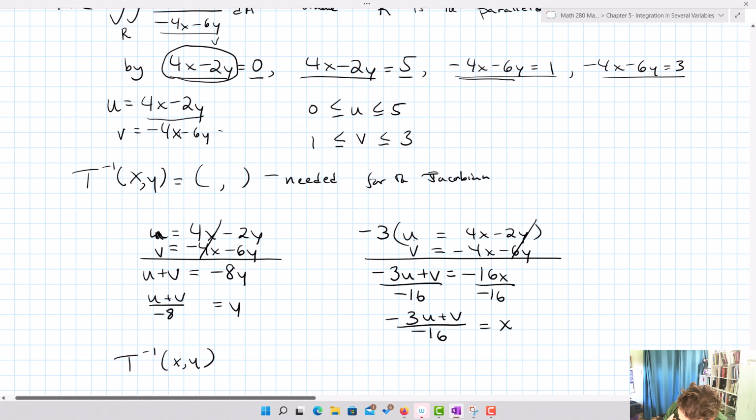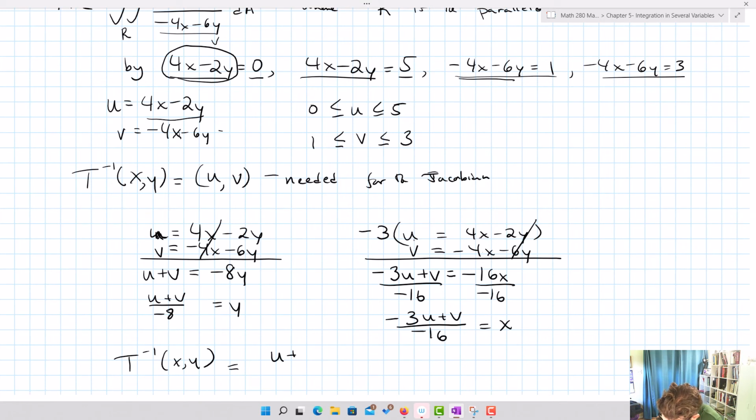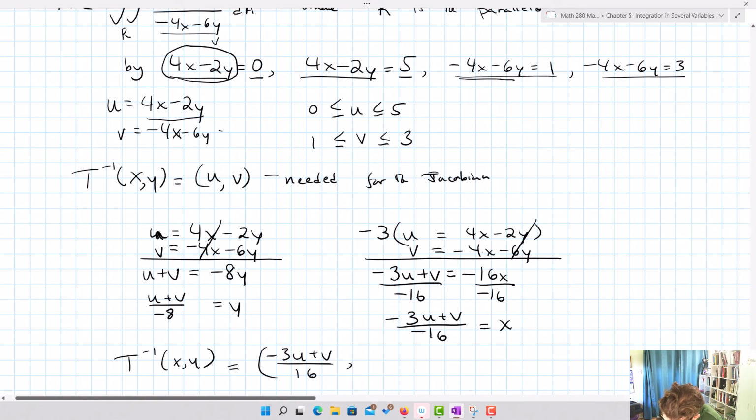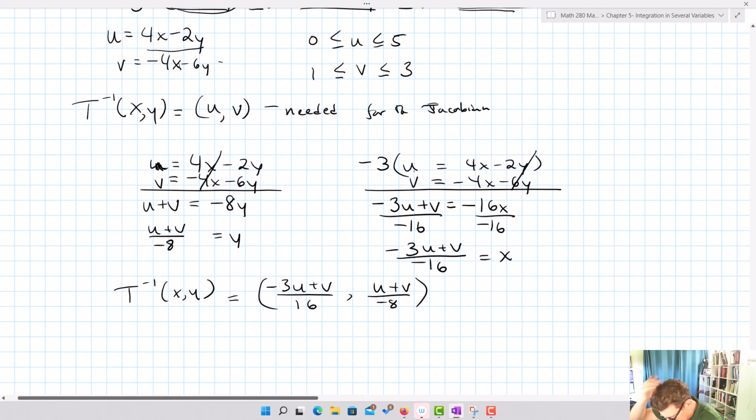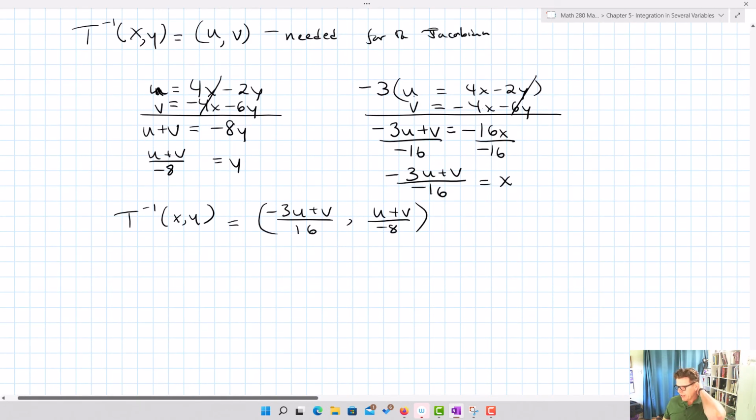That's going to give me u, v, and that's going to then be negative 3u plus v over 16, comma, u plus v over negative 8. Okay? And that's T inverse. So we're going to utilize T inverse in order to find the Jacobian.